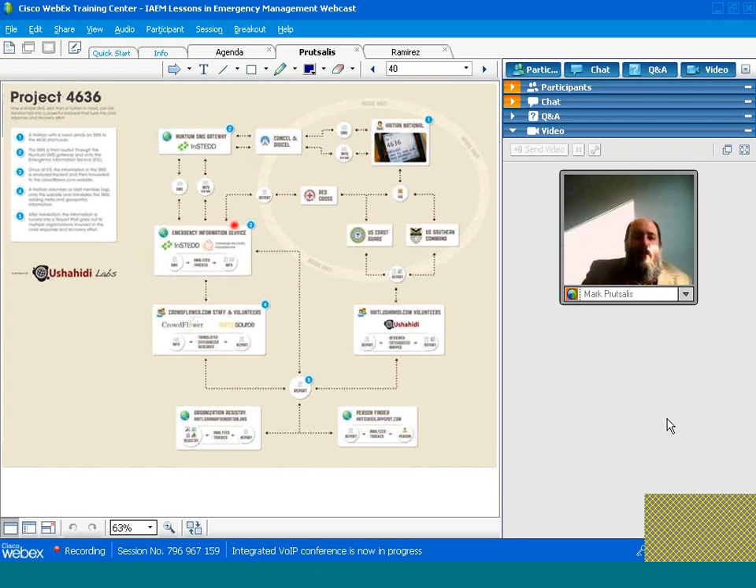Another important piece of the puzzle was having a public information campaign, and that took place in Haiti to spread the word via megaphone, via radio, via social networks as well, to inform the population that they could send a message to 4636 and someone would look at it.